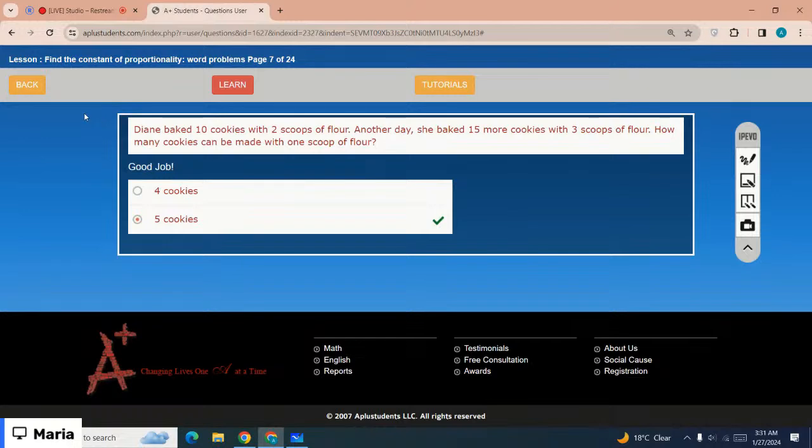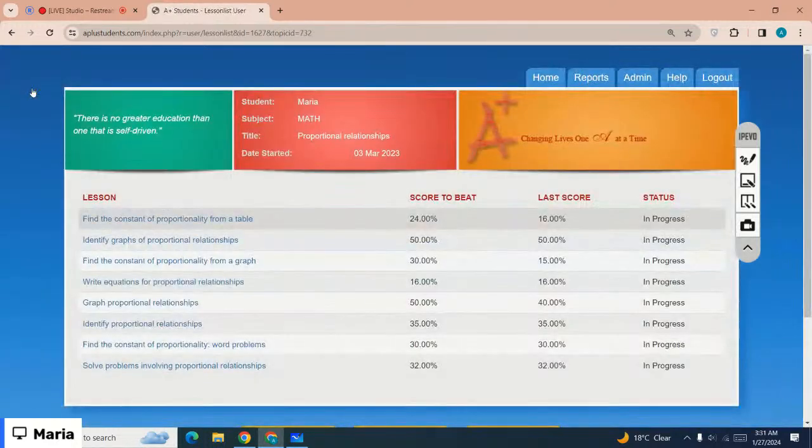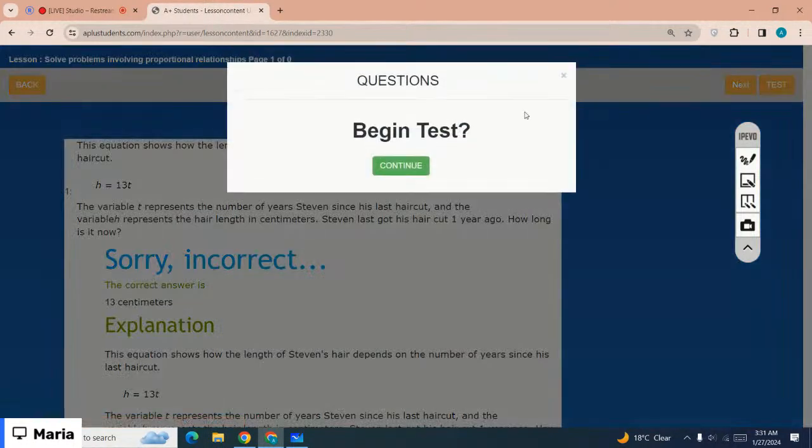Okay, you can complete the lesson by yourself later today. Let me just move on to the next lesson. The next lesson is solve problems involving proportional relationships. So let's just start with the lesson.